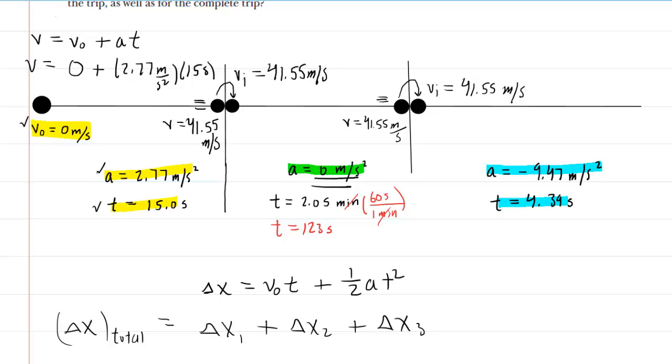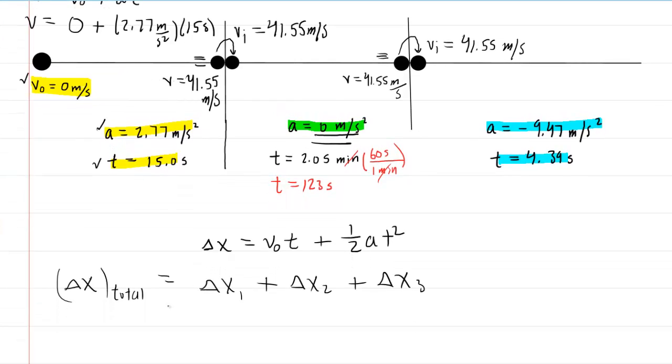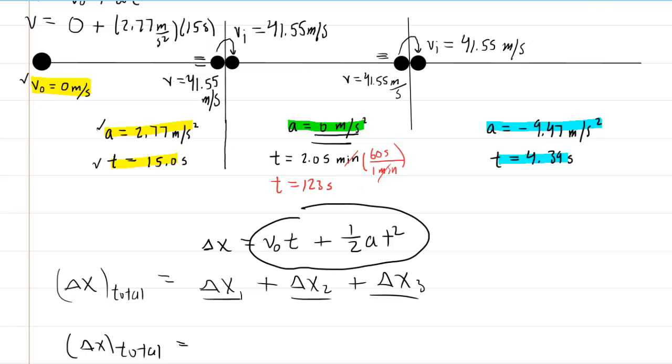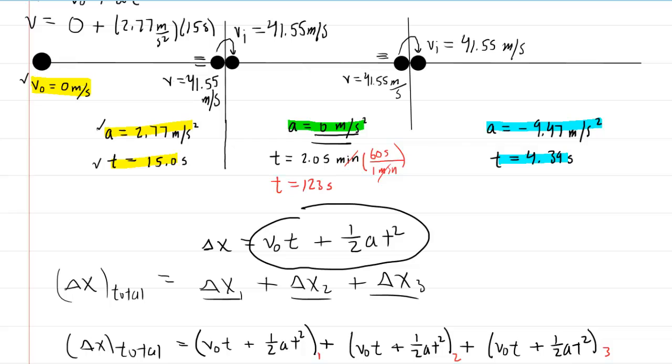So we're going to use all the information that we know. Why don't we rewrite this equation just one more time? And for each of these delta x's, we're going to fill in this expression right here. And what we've done is we've encapsulated each delta x expression in parentheses. That way we can visualize the values for segment 1, segment 2, and segment 3.